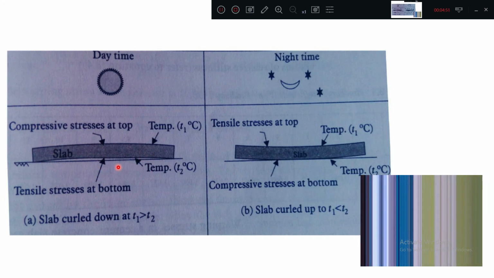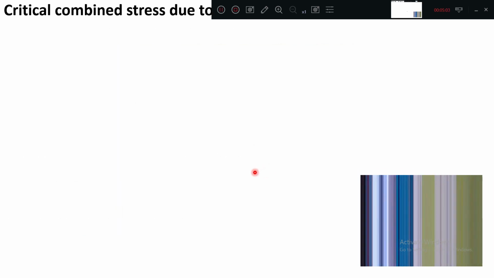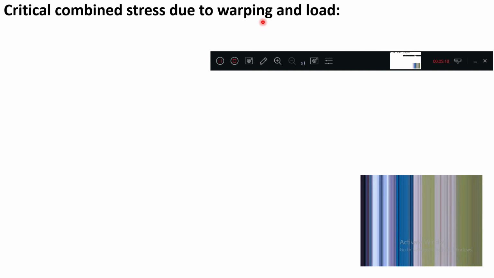Now you can see one more diagram. Warping. This is daytime: compression at top, tension at the bottom. Night: tension at the top, compression at the bottom. Now we have to calculate the critical stress, or the combined critical stress, where load and temperature are both there.